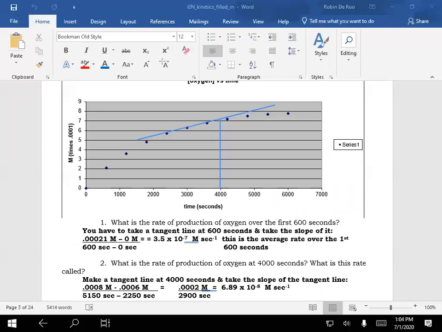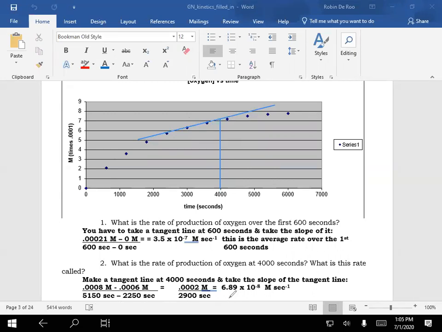The data that I got was 0.0008 molarity at my data points was 5,150 seconds. Because remember, you're taking the slope of this line. You take the time, you go straight up, you draw a tangent to that curve. Because this is curving. If you notice, this is not linear. This is definitely curving.